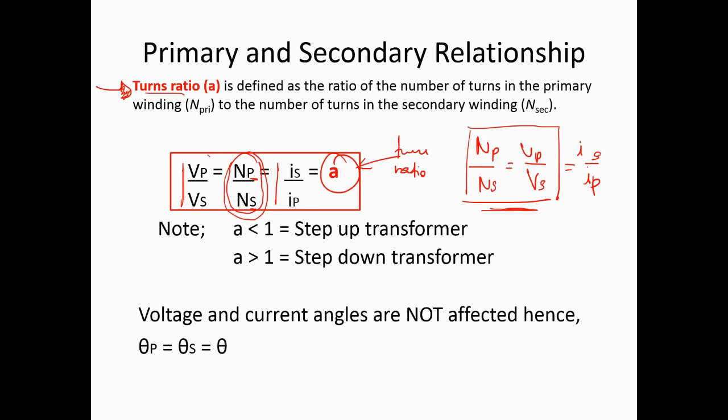A remark that we can make is, if A is smaller than 1, that means NP is smaller than NS, and this also means VP is smaller than VS. It means our input voltage is smaller than the output voltage. So the input voltage is smaller, and we increase it to a higher voltage; that's what we call a step up. The opposite is when A is larger than 1, that means NP is larger than NS, or that also means VP is larger than VS. The primary voltage, the input voltage, is larger than the output voltage, so that's what we call step down.